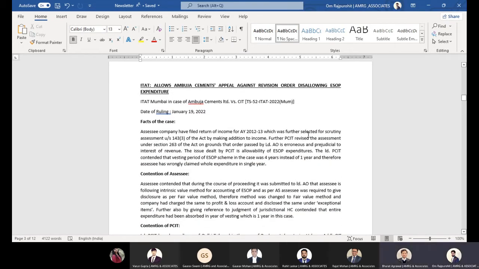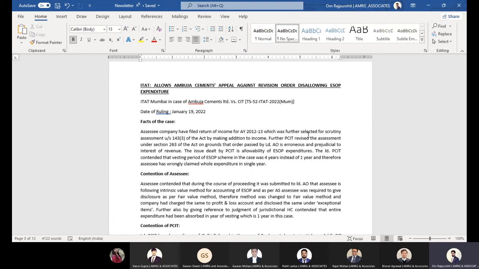Now coming to the next case law, pronounced by ITAT Mumbai in the case of Ambuja Cement. The judgment was pronounced in January 2022. This case is mainly pertaining to ESOP expenditure, which I have already discussed in an earlier presentation. ESOP expenditure is mainly allocated over the vesting period.